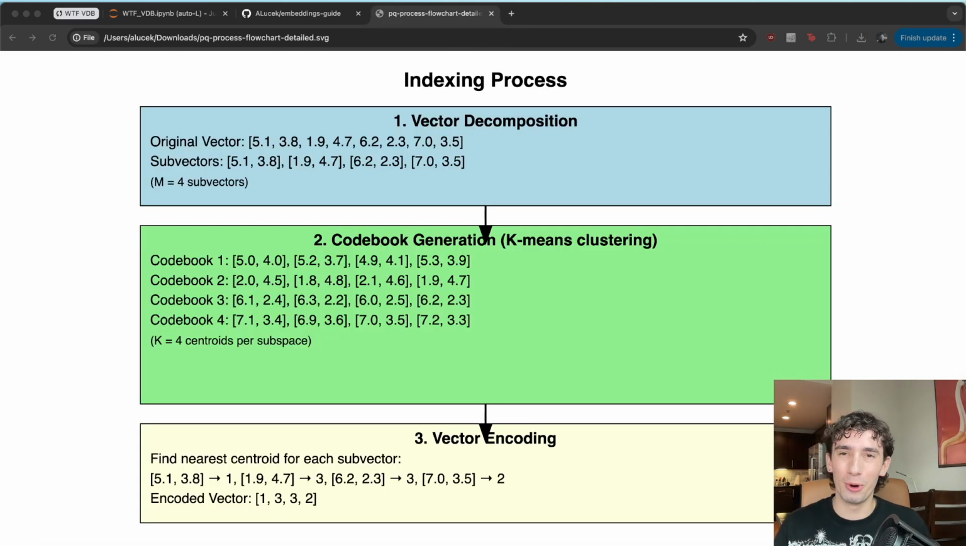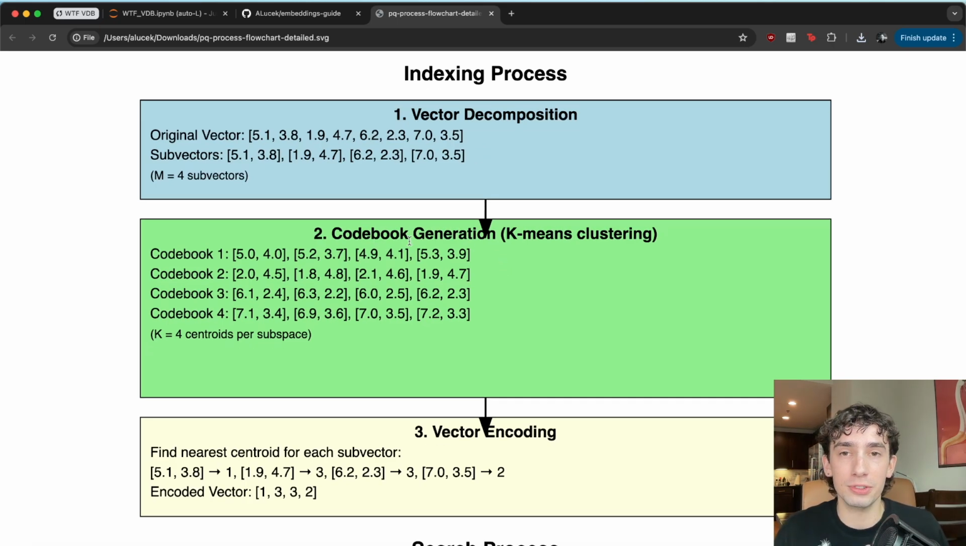This one's a little bit more complicated to imagine in your head, so I've asked our lovely friend Claude to create me this overview of it. So what we're talking about now with vector decomposition is taking this original vector and splitting it up, in this case, into 4 subvectors. So this 5.1 and 3.8 becomes its own subvector in 2D space, 1.9, 4.7, its own vector right here, and so on and so forth.